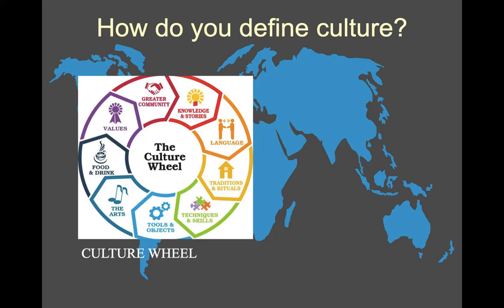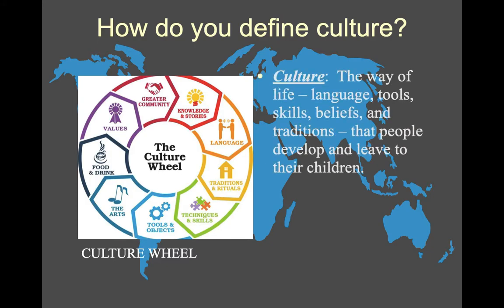We're talking about elements of civilizations. And the first thing that we're going to discuss is culture. So, when we think about culture, culture is the way of life. It's the language, the tools, the skills, the traditions, the food and drink, the music, the stories that people have developed over time and that they end up leaving to their children.